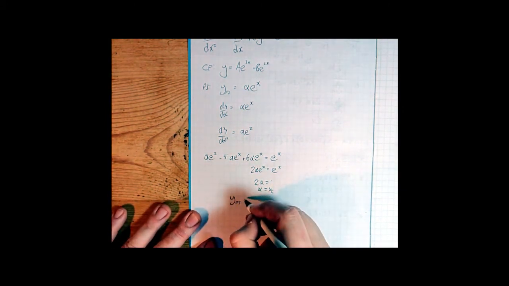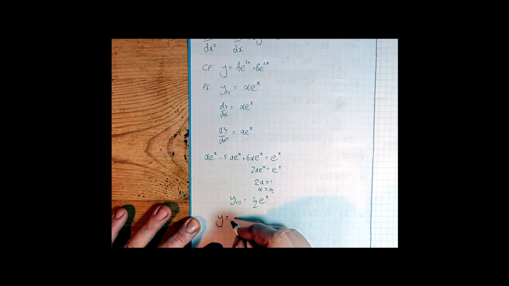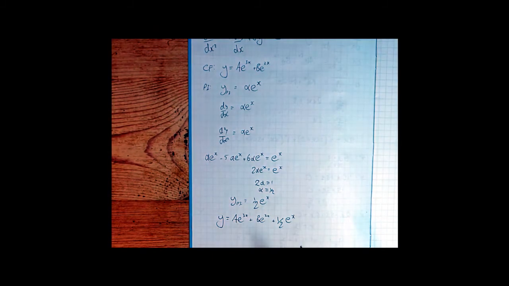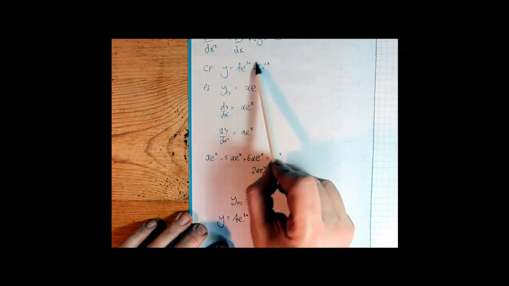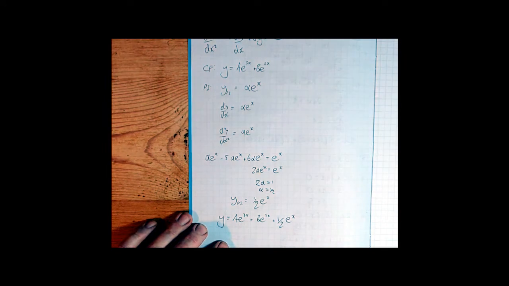So the particular integral is half e to the x, and my general solution is complementary function plus particular integral. I just want to say again, the reason that my general solution is the complementary function plus a particular integral is because, remember, the complementary function is the function of y that gets us to 0, and then adding on the particular integral gives me what I need on the right hand side. One more with this particular equation.